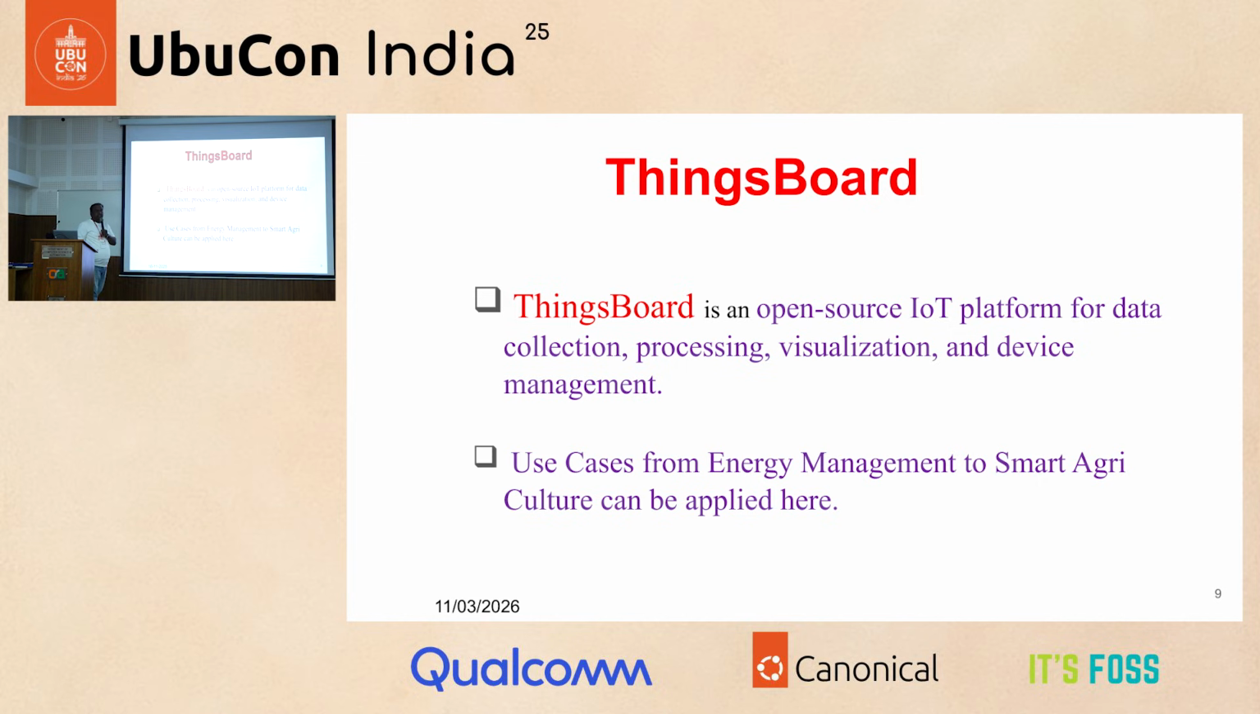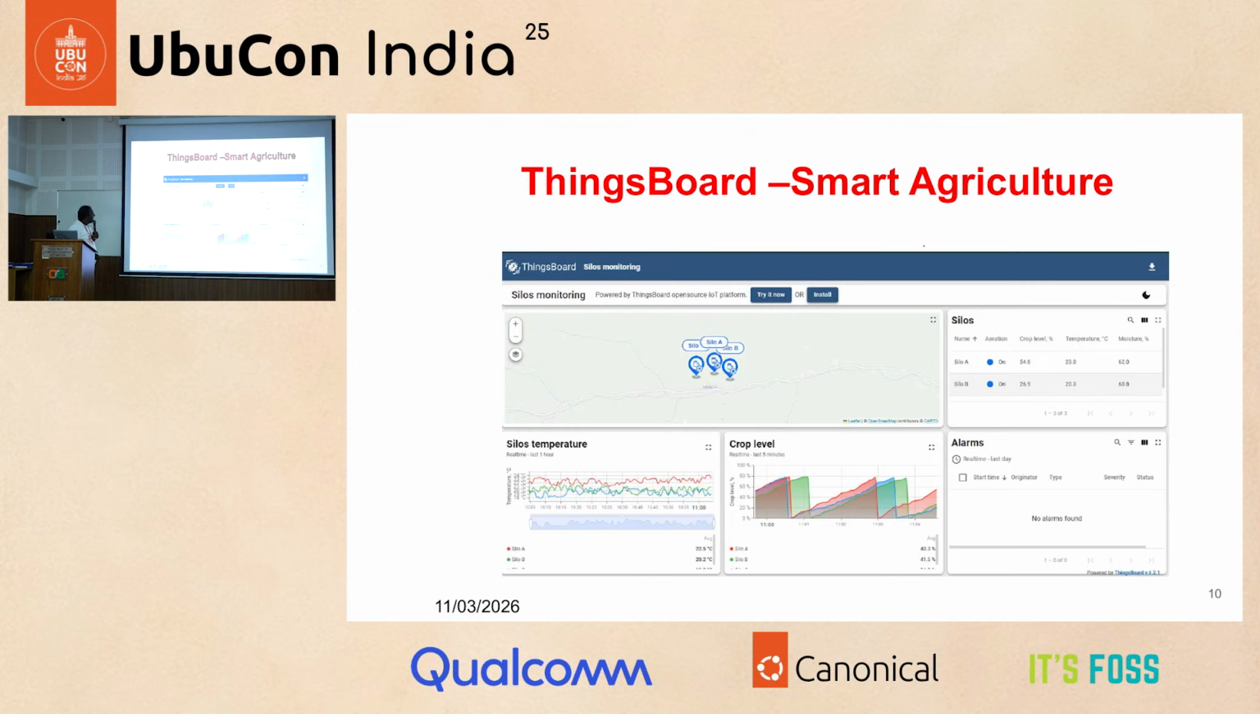ThingsBoard is another open source IoT platform where data collection, pre-processing, visualization, and device management can be done very easily. Nowadays power consumption is a major factor, so I'm using it for energy management as well. You can apply this IoT in rural areas, for example in agriculture. This platform can be very useful for farmers for cultivation. It's an open source IoT platform where you can simulate devices.